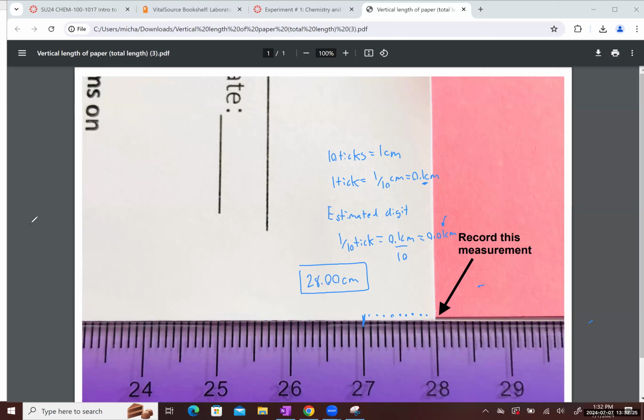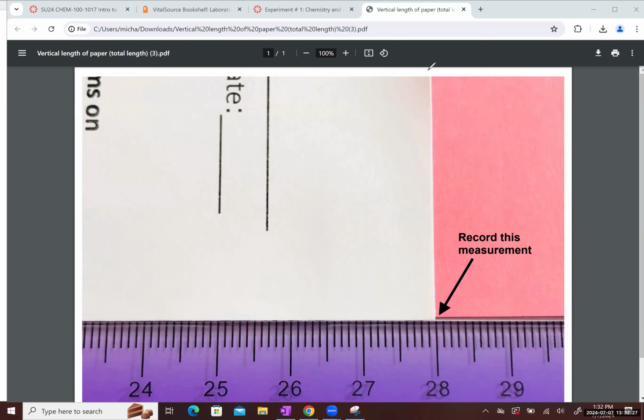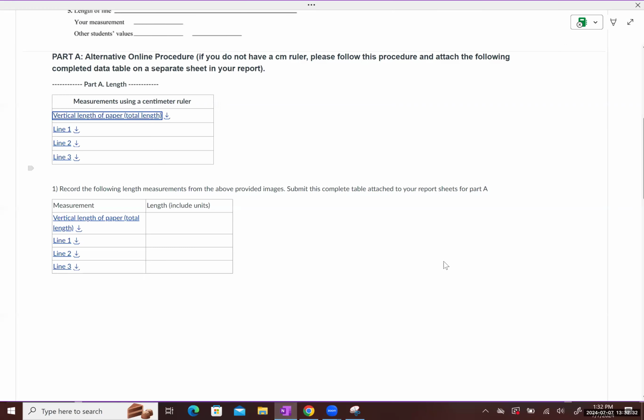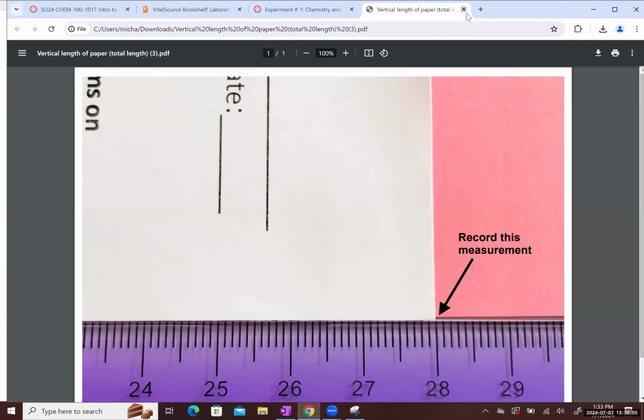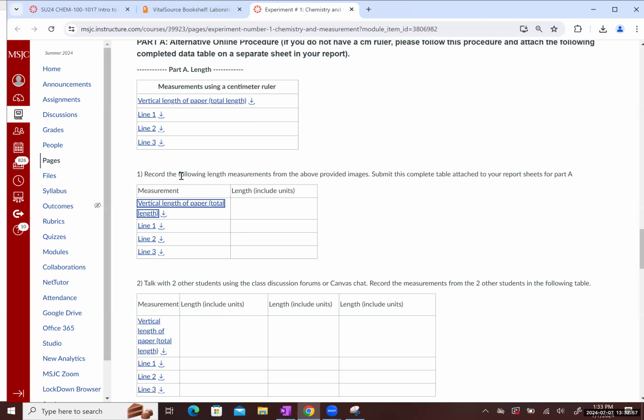Okay, so I've taken my measurement now, and where am I going to put that measurement? Well, I'm going to place that measurement in the corresponding section. So I have my report sheet. The length will be 28.00 centimeters. Again, we have a number with all the significant figures as well as the unit. Okay, so let's keep going with this process. We're continuing on with our table.